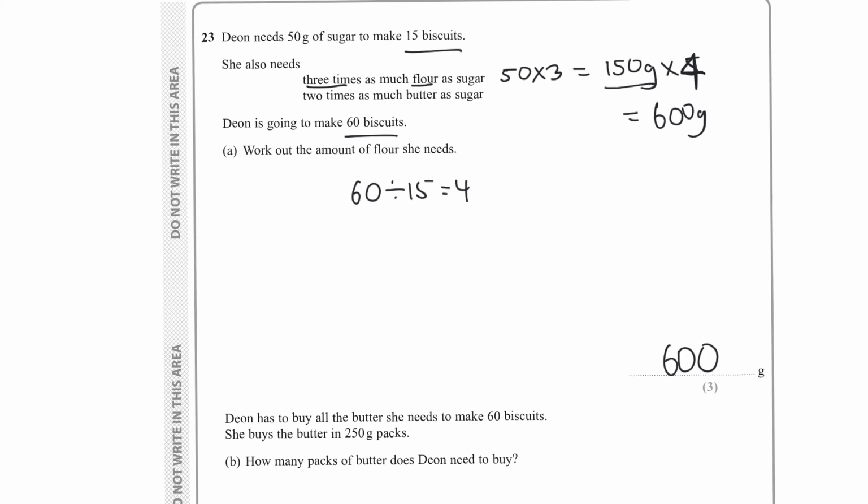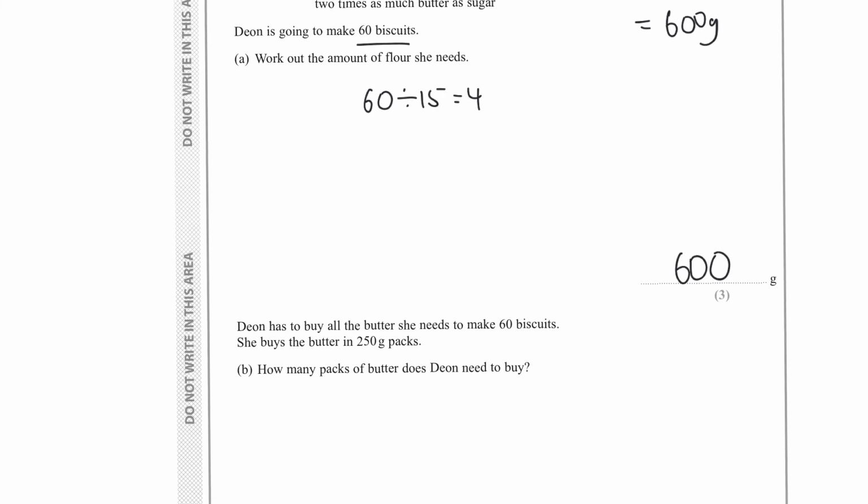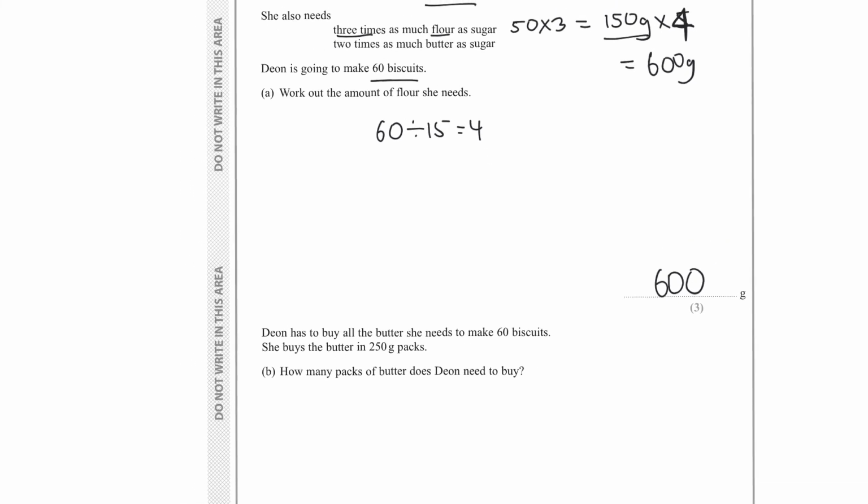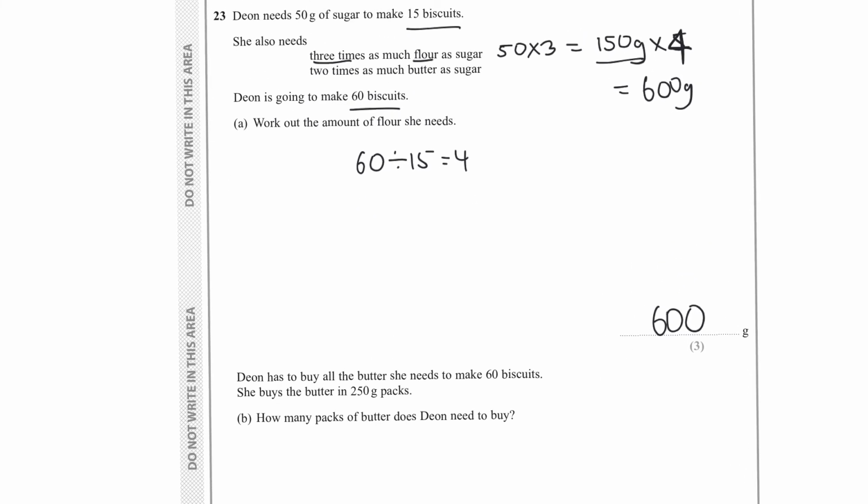Then it now says Dion has to buy all of the butter she needs to make 60 biscuits. She buys the butter in packs of 250 grams. So let's work out how much butter she needs. So it's 2 times as much butter as sugar. So we're going to do 50 times 2, which is 100 grams. So we know she needs 100 grams of butter for 15 biscuits. Because we know that we need to times by 4, because we've already done our 60 divided by 15 before, then we're going to do 100, because that's how many grams of butter she needs for 15 biscuits, times 4. That will leave us with 400 grams of butter.